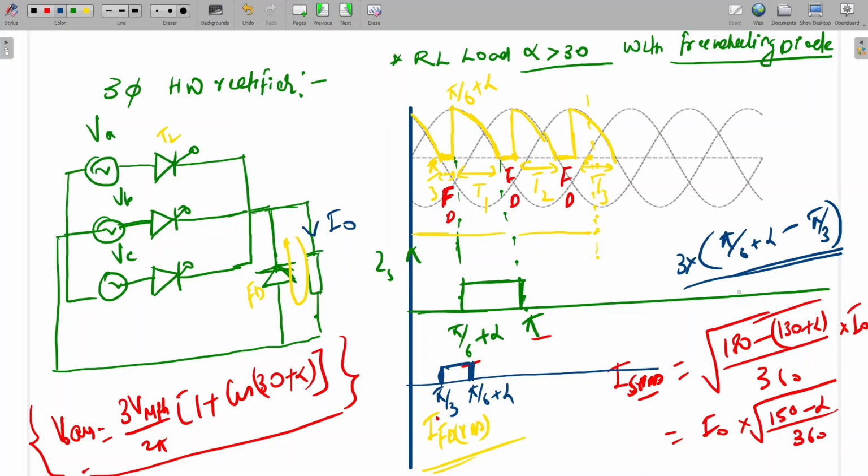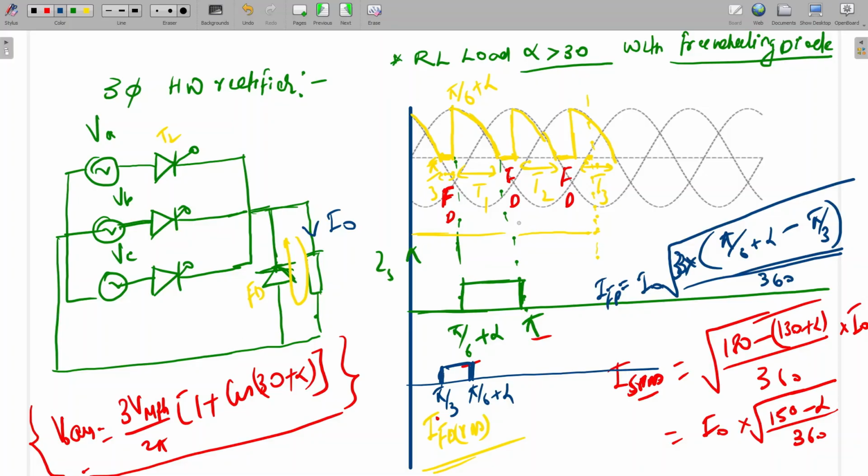Yes, sir. For 3 times, it will be 3 times divided by 360. Okay. So this will be multiplied into I naught. That will be the IFD RMS. So this question can also be asked: what will be the RMS current of the freewheeling diode?